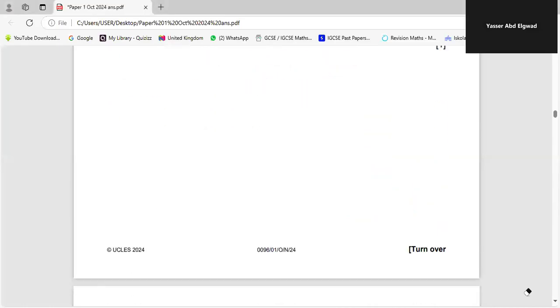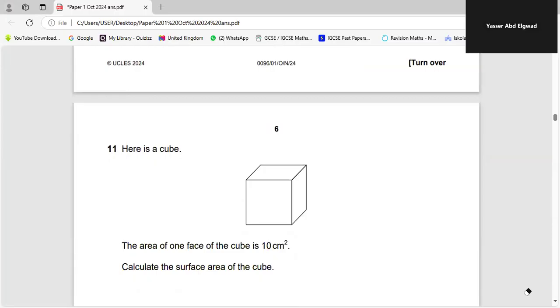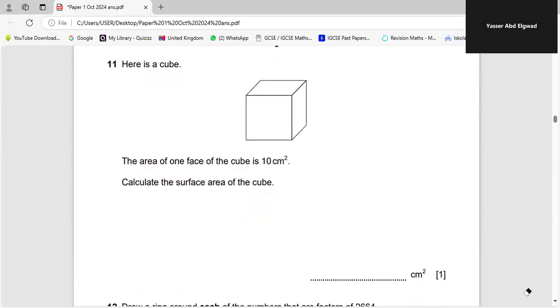Here is the next one. It asks about a cube, and the area of one face is 10, and you want to find the total surface area. The area of one face is 10, and do you know how many faces a cube has? We have 6. We have to multiply 10 multiplied by 6, and we get 60. It's very easy, very obvious. So the answer is 60. We just multiply.